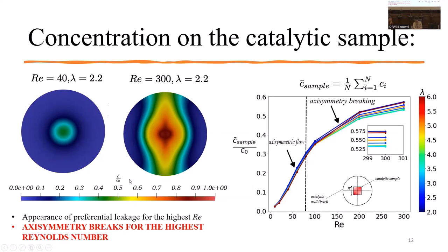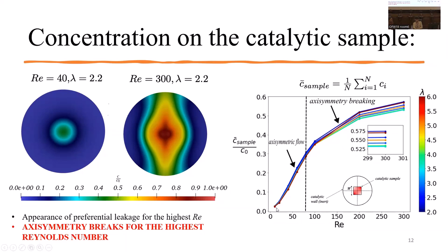So in the injectors. As we can see, for the small Reynolds number, we have the concentration pattern still axisymmetric. However, when we increase the Reynolds number, we can see that the axisymmetry is broken, and we've got a preferential leakage in the direction which is orthogonal to the injectors. So now, to describe the concentration on the sample, we represent the mean concentration as a function of the Reynolds number.